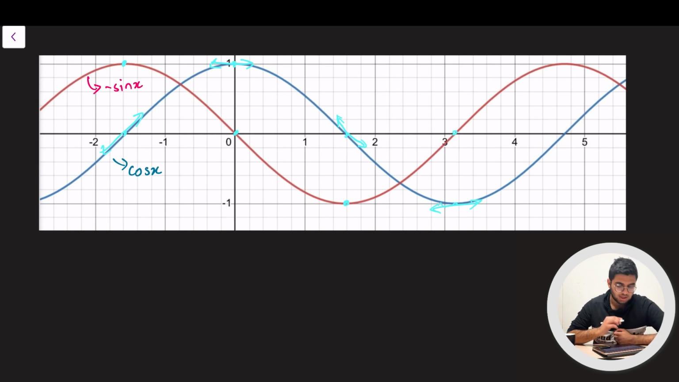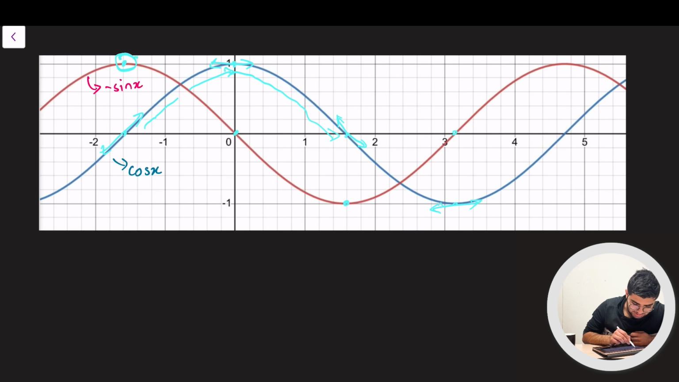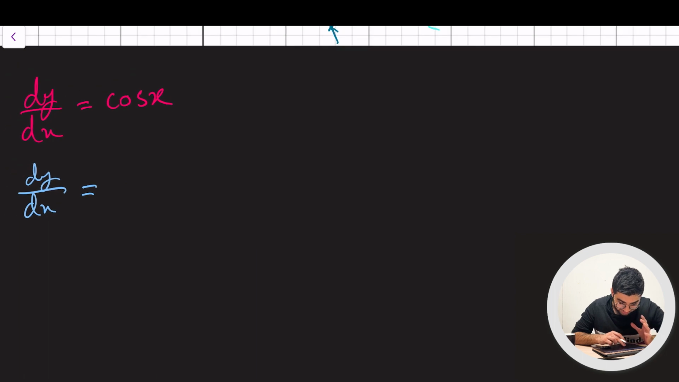And now the same thing starts to happen. You can try following the trend again. For example here, the derivative starts at 1, gets smaller and smaller until it reaches 0 here, and then it becomes smaller and smaller till it reaches -1. That's what happens with negative sine x. It starts at 1, gets smaller till it reaches 0, gets smaller till it reaches -1. So both of them follow the trend, and that is in fact what we thought: the derivative of cos of x is negative sine of x.